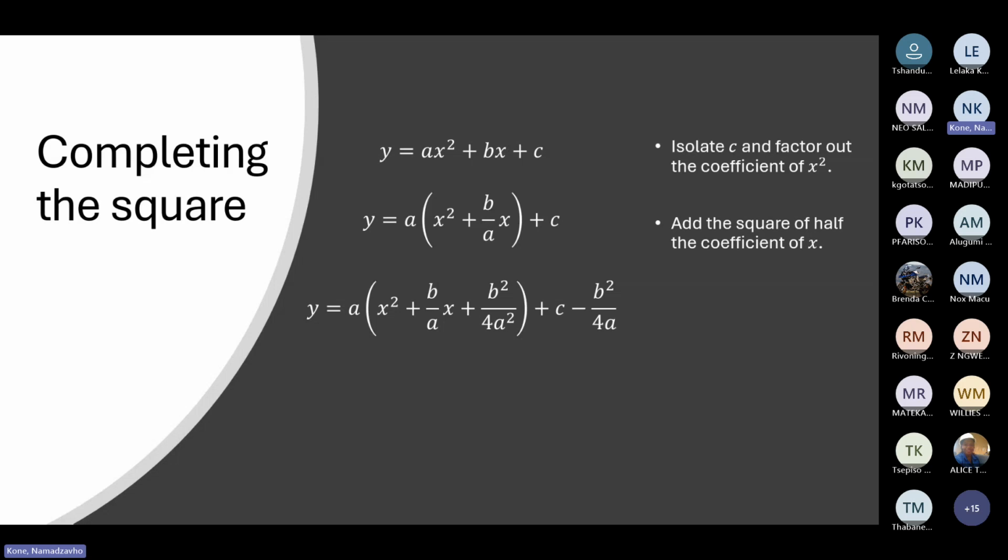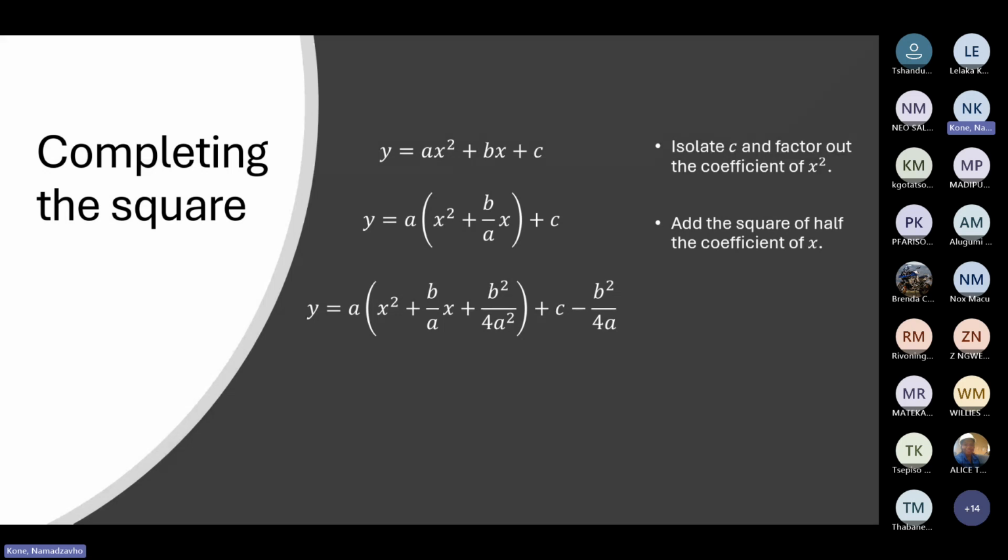So now if you look at this bracket, if you multiply this a inside now, you will have your ax squared that you had in the original equation. You will have your bx that you had in the original equation. Now the new foreign object that came is b squared over 4a squared. When you multiply this a with that foreign object b squared over 4a squared, you get b squared over 4a. That is why outside there on the c, you subtract that amount.